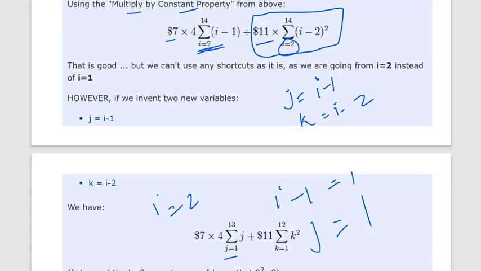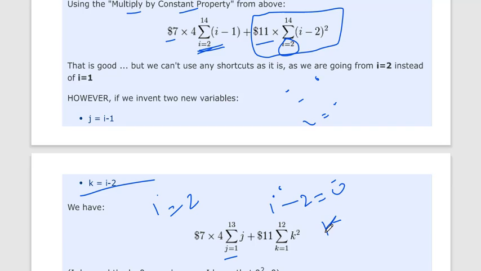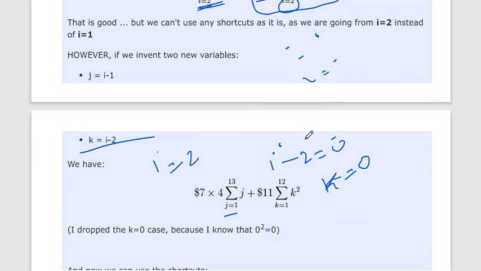For the second term, i is equal to 2 and we have to use k is equal to i minus 2. So if i is 2, then i minus 2 is equal to 0, so k is equal to 0. But in the second term, if k is equal to 0 and we take the square, 0 squared is 0, always 0 at the start. So the summation is not affected, and we can start with k is equal to 1.